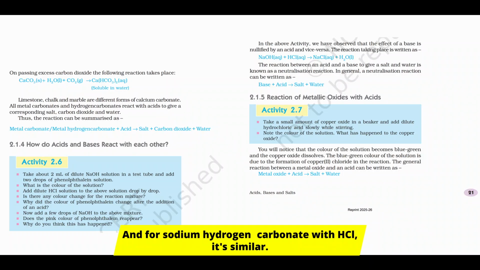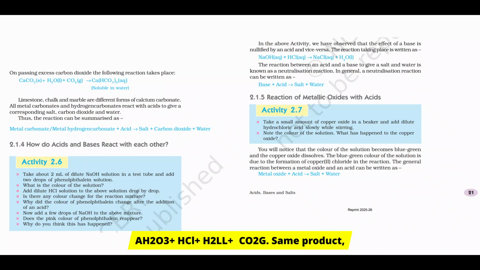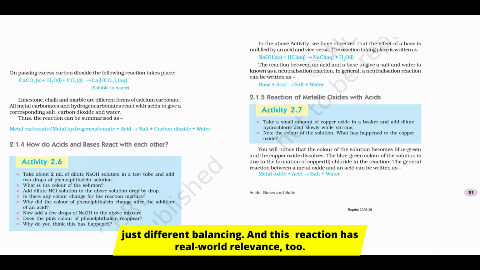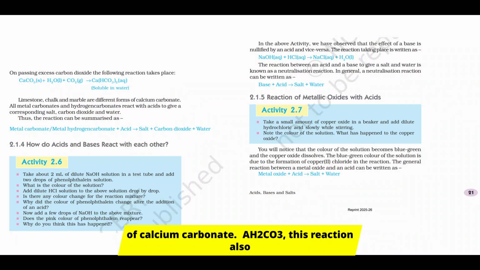And for sodium hydrogen carbonate with HCl, it's similar. NaHCO3(s) + HCl → NaCl + H2O + CO2(g). Same product, just different balancing. And this reaction has real-world relevance too. Limestone, chalk, marble, they're all just different forms of calcium carbonate.